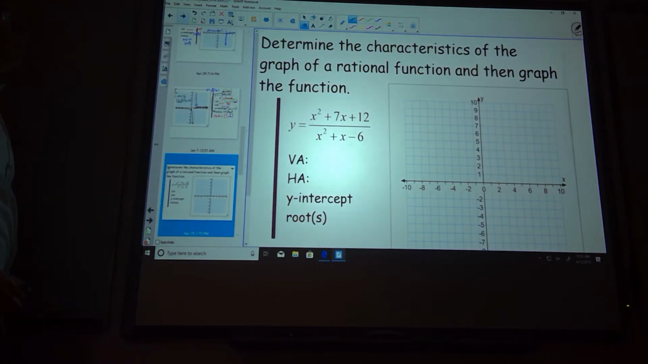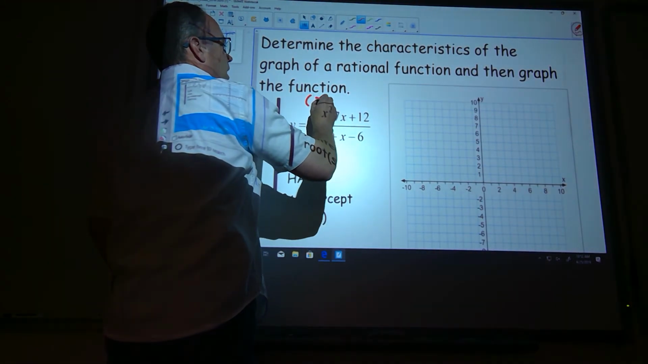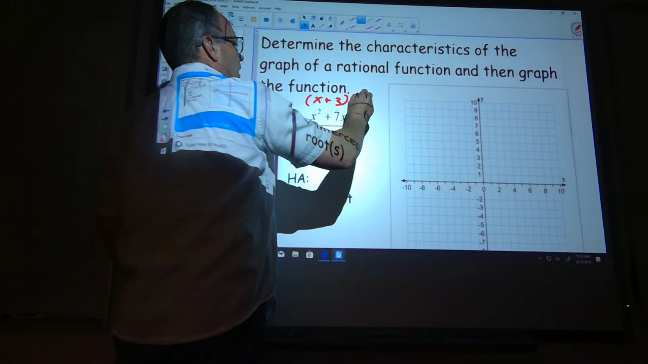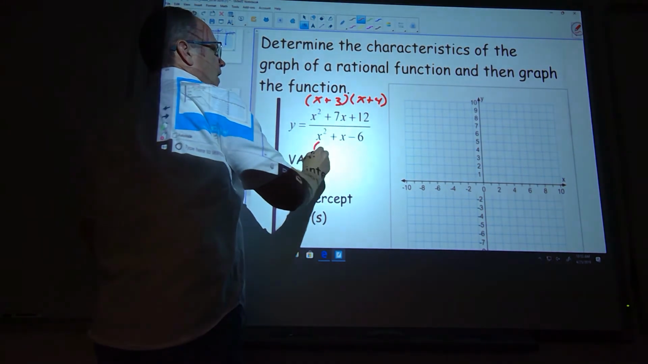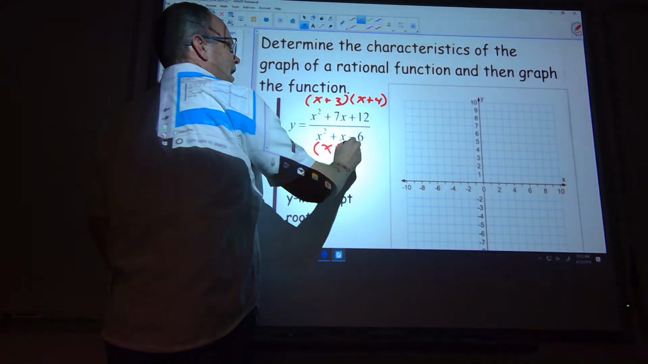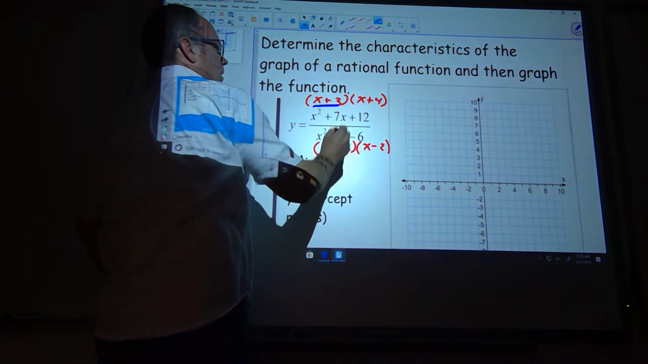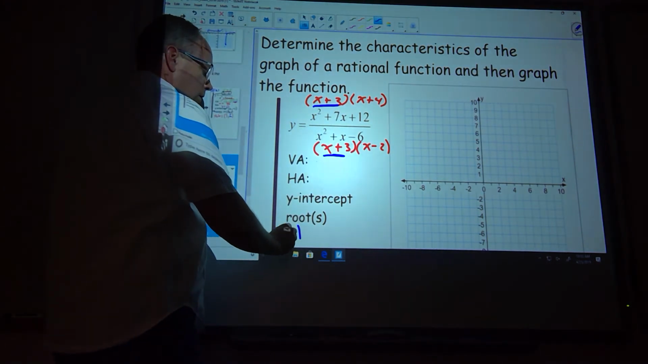All right, last one. Determine the characteristics of the graph. Okay. All right, so vertical. Let's factor each. The top factors to x plus 3, x plus 4. The bottom factors to x plus 3 and x minus 2. Is that right? Yeah. Uh-oh. What does this mean? A hole. Oh. We have a hole.